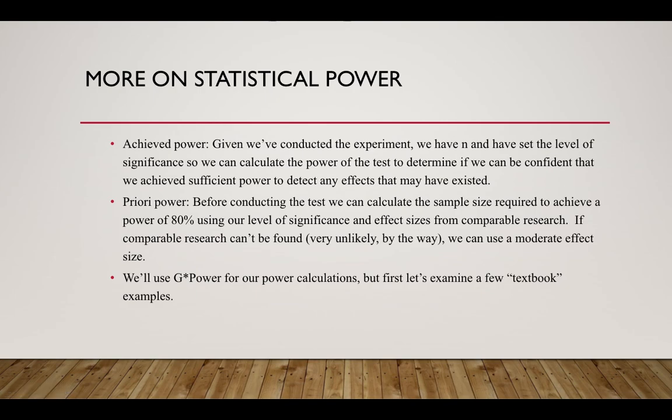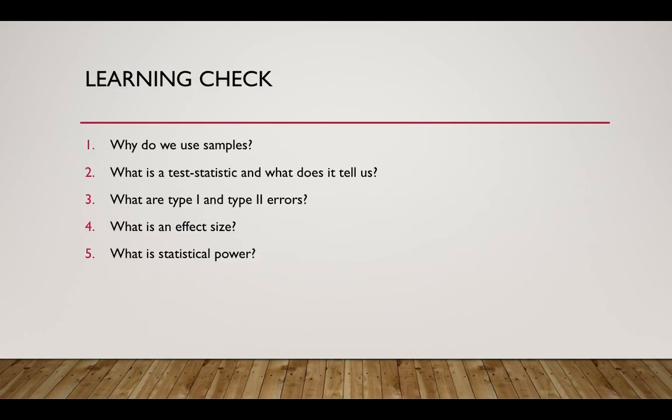So the first bullet, achieved power, is after we've conducted the experiment. Given the sample size and the level of significance, we can see if we had enough power to detect a difference, or an effect, if it actually existed. A priori power is before we conduct the test. Most research will require a priori power before you start collecting data, because you want to make sure you get enough subjects to get an achieved power of 80%. We'll use G*Power. I'll demonstrate that in future videos, but now let's examine a few textbook examples.